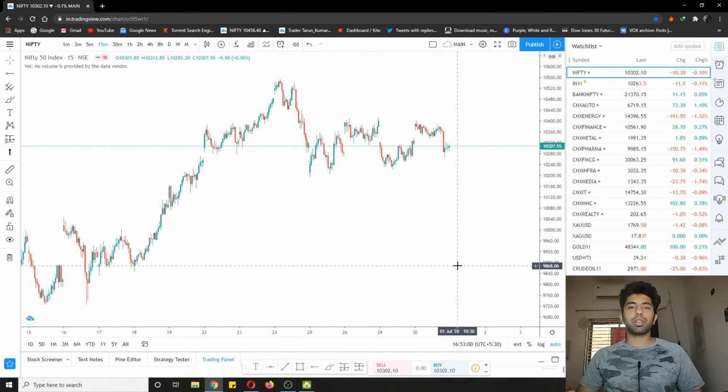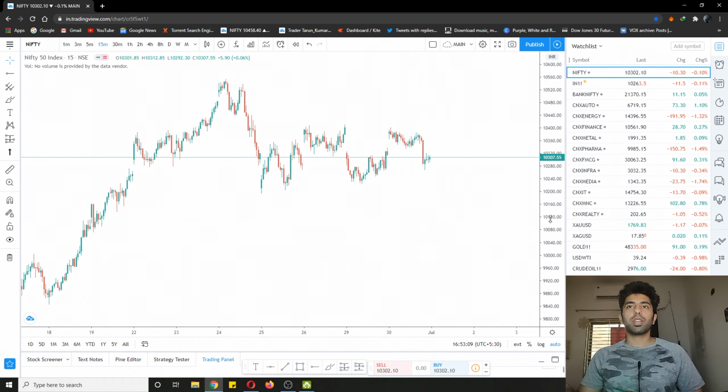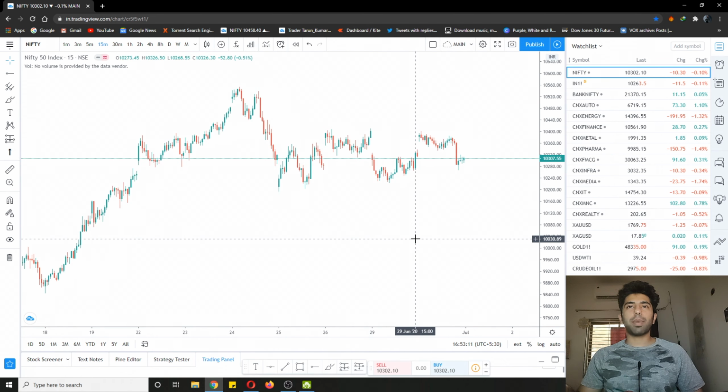So we will start with today's analysis first and then move on to tomorrow's analysis. Here we have the Nifty chart on the 15-minute, and we know that the market overall remained sideways today. We had a fall at the end, but it closed almost at the previous day's close. So almost just 0.1% down, and Bank Nifty almost at break even.